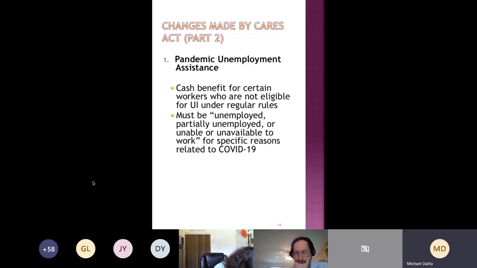Now, we're going to go into some detail about who may be eligible for pandemic unemployment assistance. First of all, the CARES Act, and I'm quoting, says that a person must be unemployed, partially unemployed, or unable or unavailable to work for at least one of 10 reasons that are very specific and related to COVID-19. So you have to be unemployed, partially unemployed, or unable or unavailable to work, and it has to be for at least one of 10 reasons that we'll cover in a couple of slides.